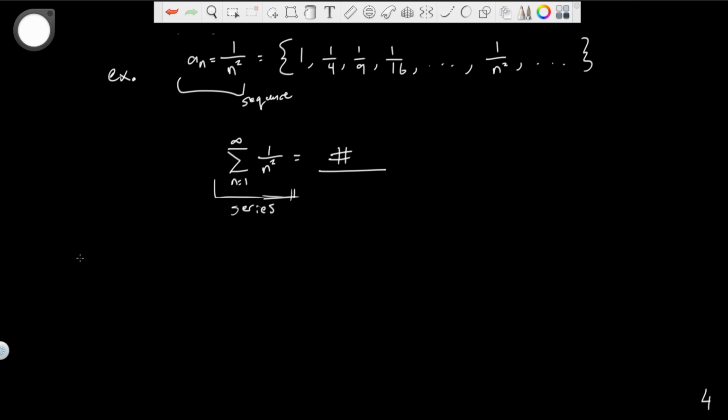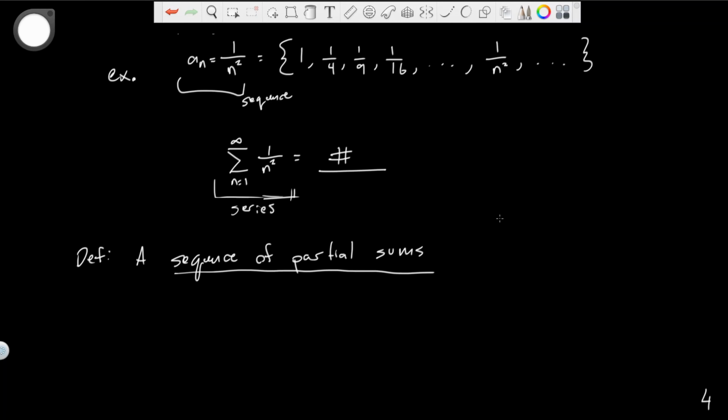Enter a new term. A sequence of partial sums. Written capital S sub n. Now, of course, we could change our notation to be whatever we want, but this is common notation. Capital S sub n. A sequence of partial sums is the following list.